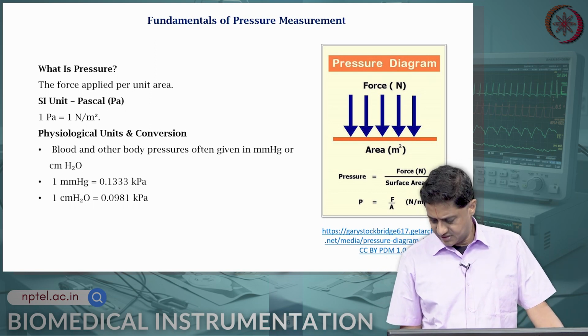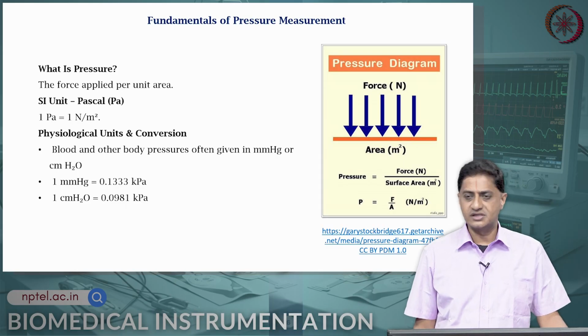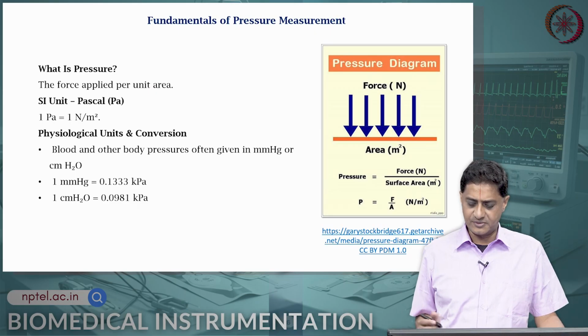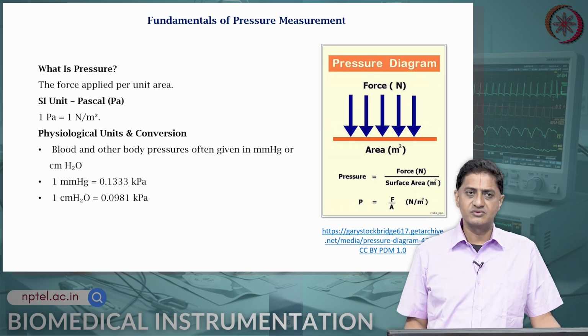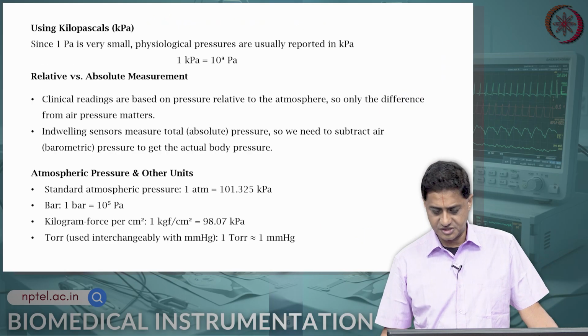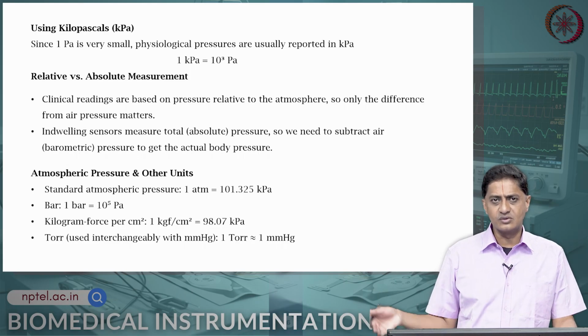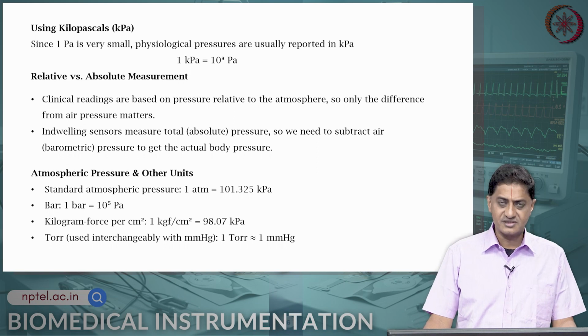So, here is a picture demonstrating how 1 Newton of force, when it is applied over 1 meter squared, you feel 1 Pascal pressure. So, 1 Pascal is actually quite small, but physiological pressures are usually reported in kilopascals. So, 1 kilopascal is like any other kilo. Kilo means 10 power 3, or 1000 pascals.